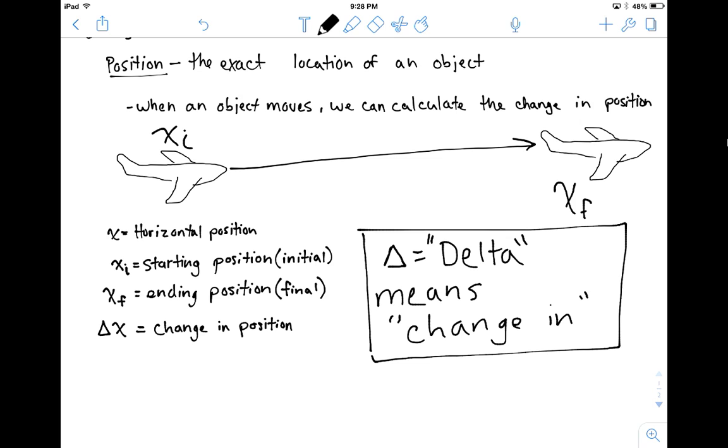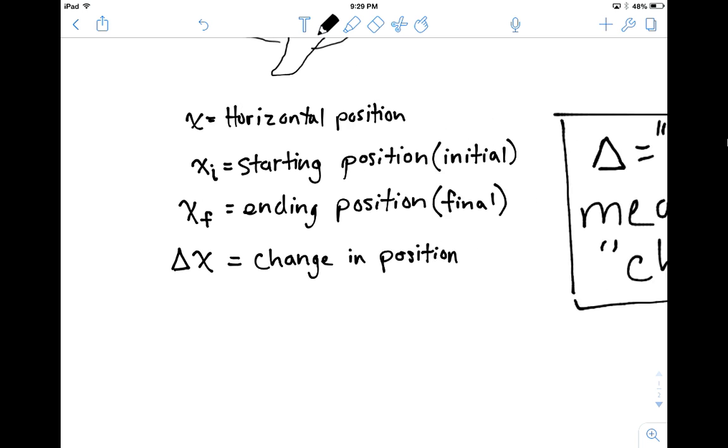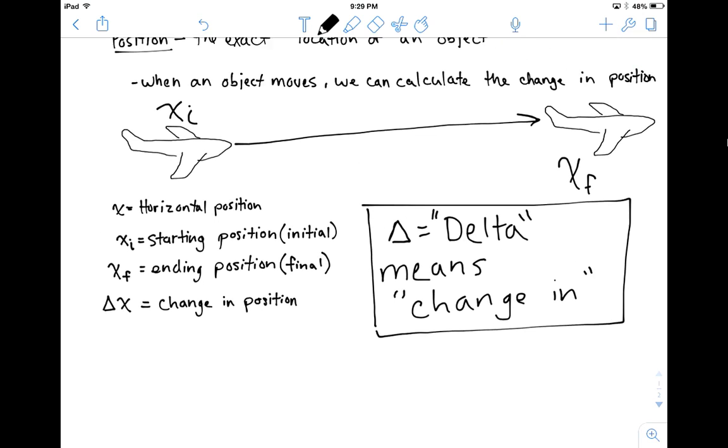So delta Mr. McSparron's hair color would be the change in Mr. McSparron's hair color. Delta money in my bank account would be the change in the money in my bank account. So anytime we see that little triangle from now on, it means change in. So delta means change in, x means position, so delta x means change in position. Hopefully that makes sense. If that's still a little confusing, just raise your hand and let me know, and I'll come talk you through it a little bit more.